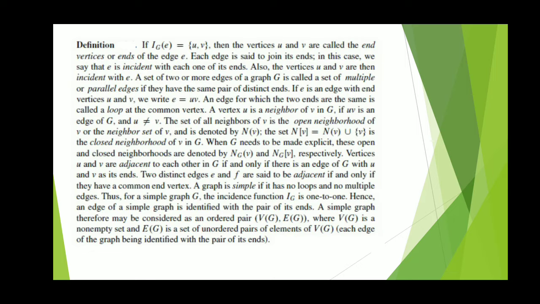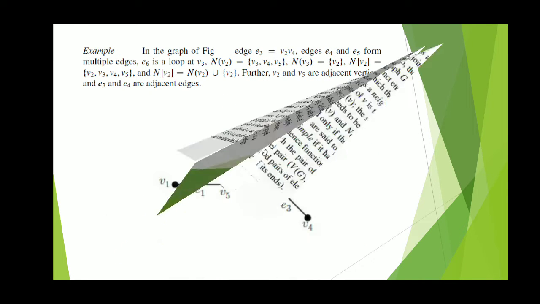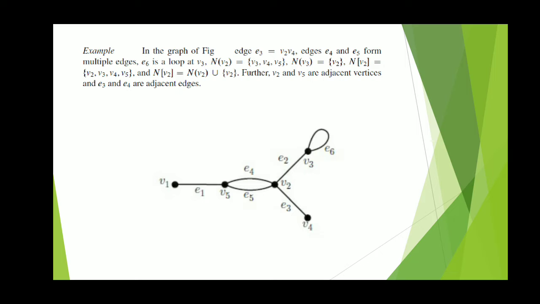For example, in that figure, E1 is incident with V1 and V5. Here there are two parameters, the edges and vertices, and the edge should be incident with the vertex. So by using the term incidence, we can say E1 is incident with V1 and E1 is incident with V5. Here E6 is incident with V3.